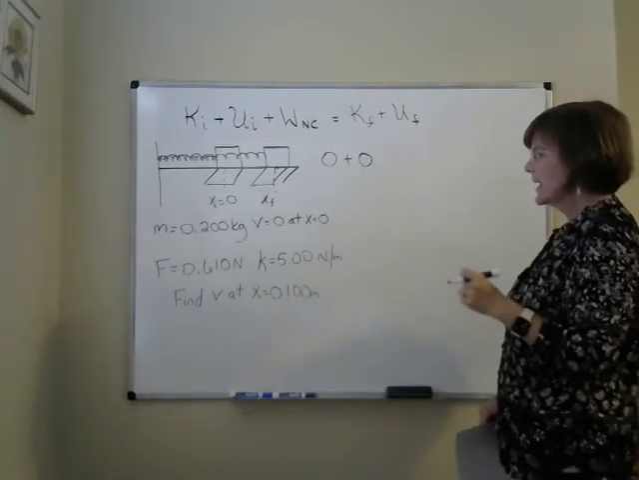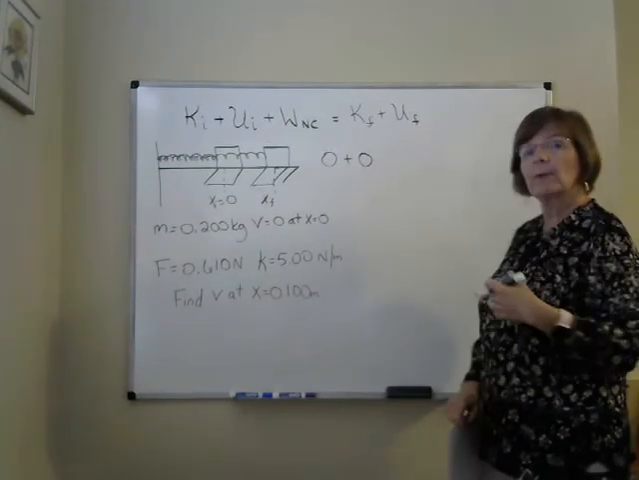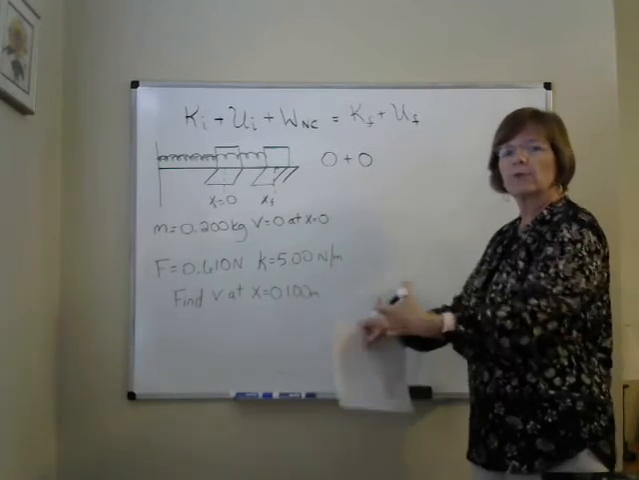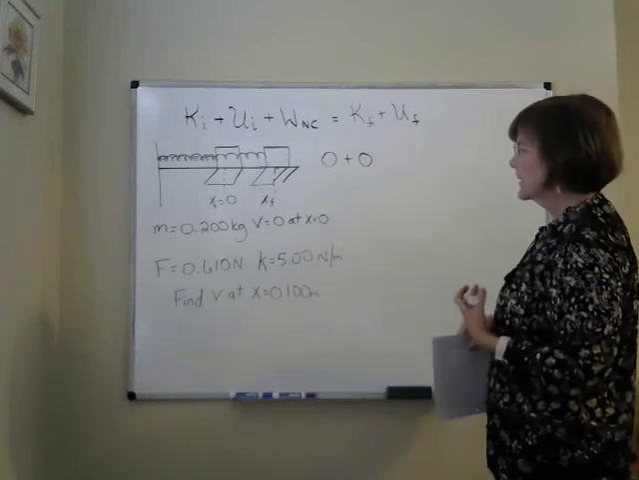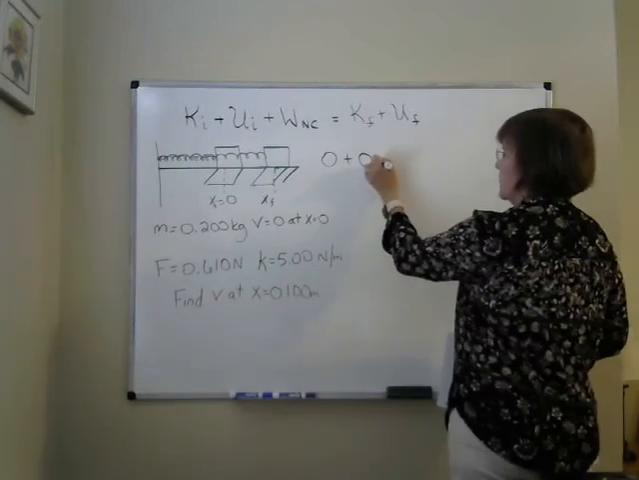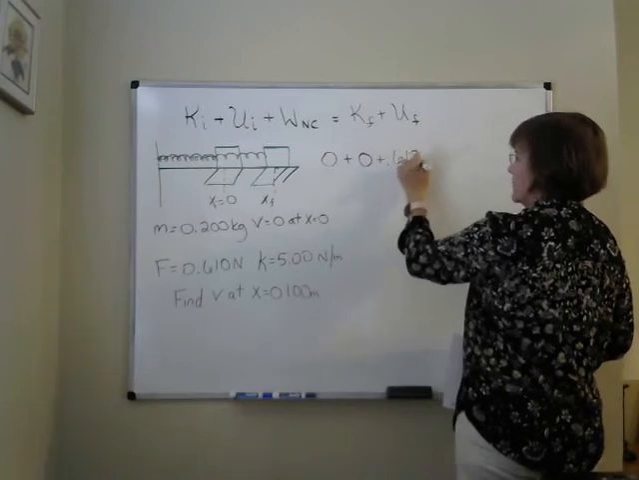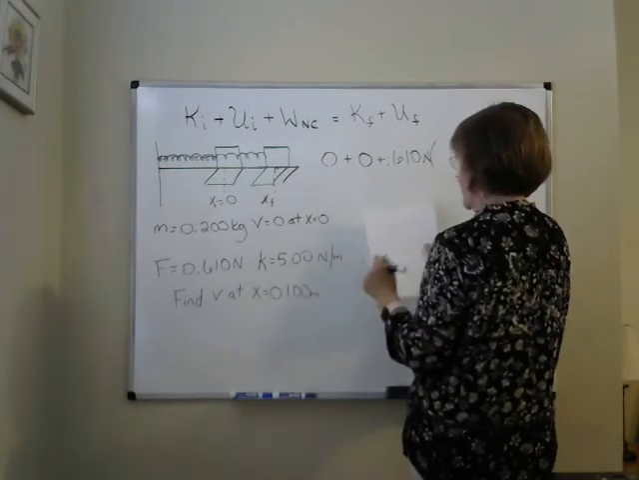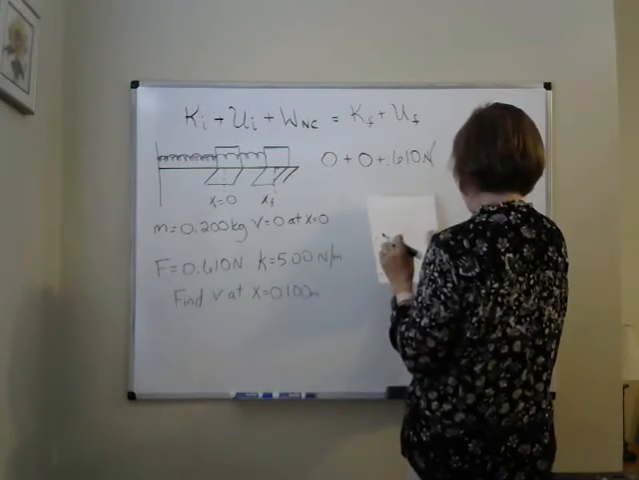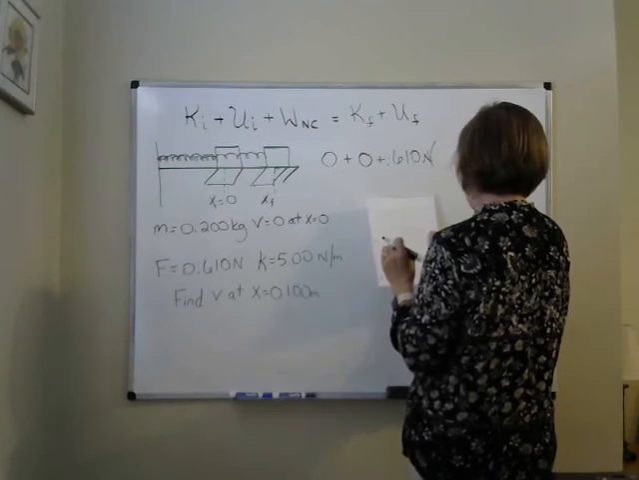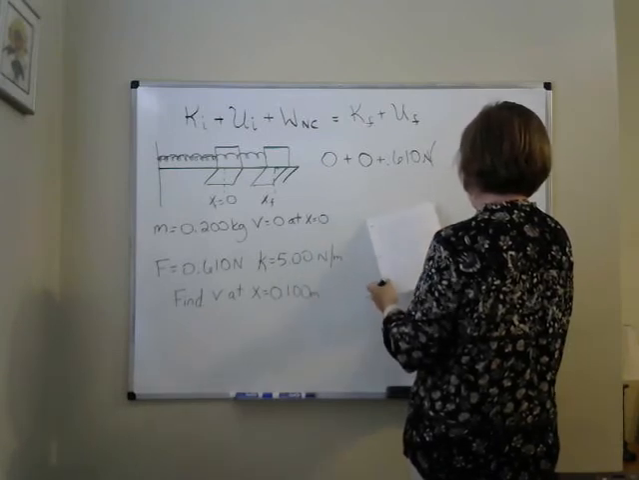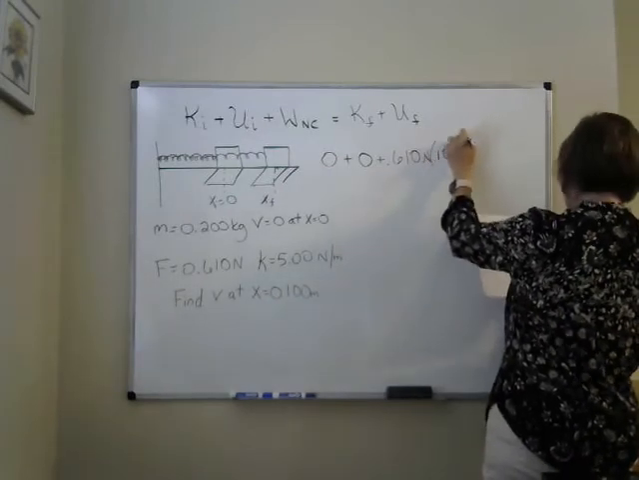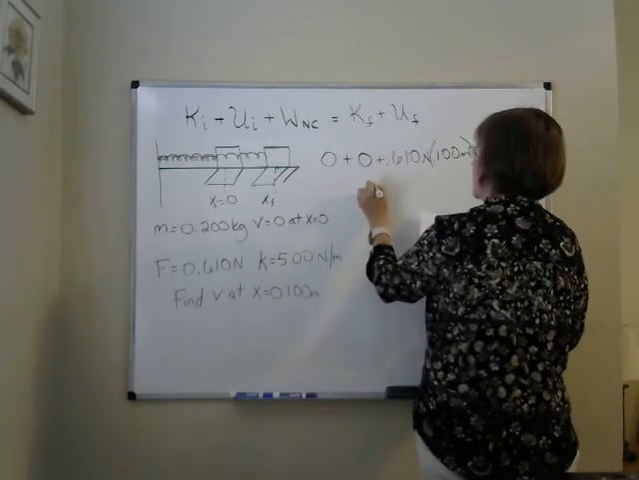However, in this case, we have work done, and it's actually positive work. So this isn't actually a friction problem. This is just some outside force doing work on the system. Work is force times distance. So this other work is 0.610 newtons times, how far does it stretch it? You moved it to 0.1 meters.